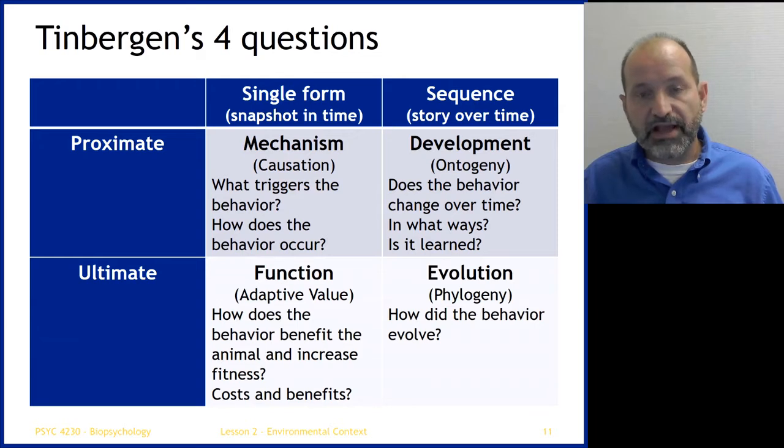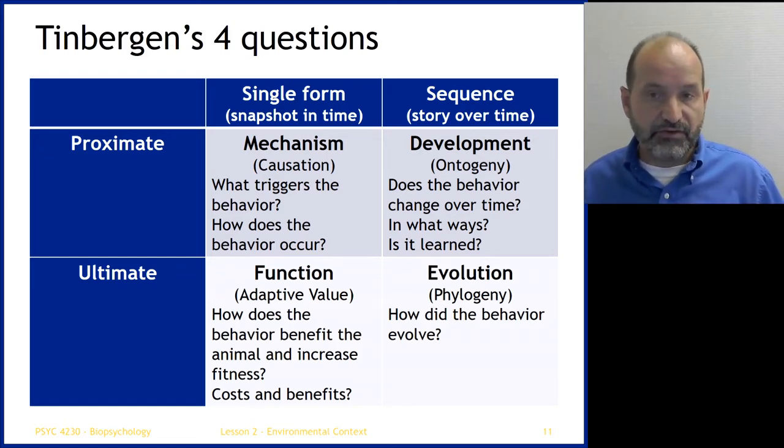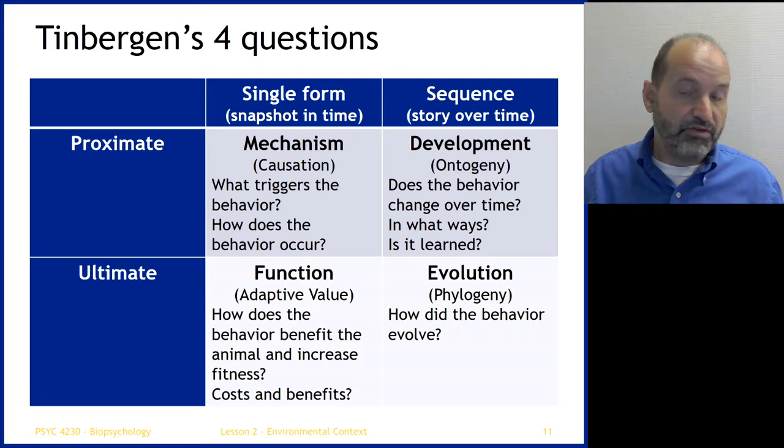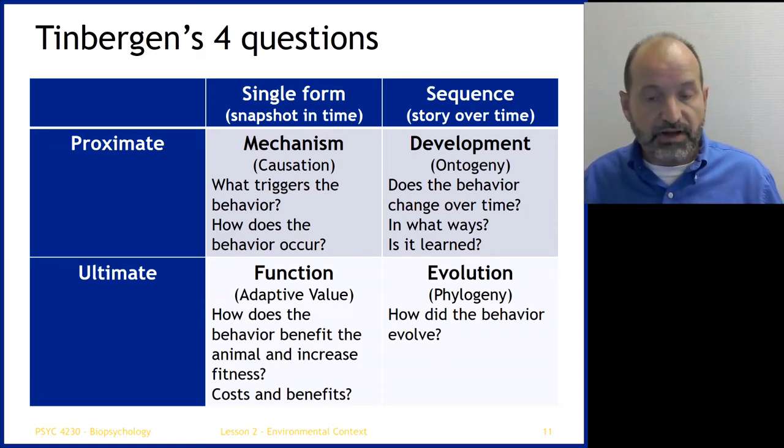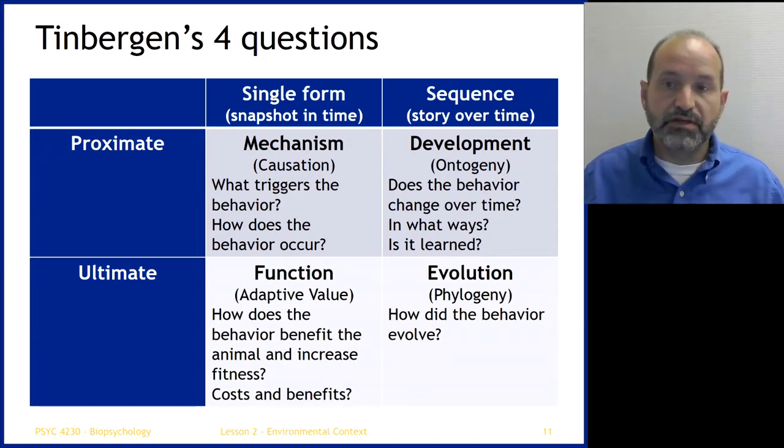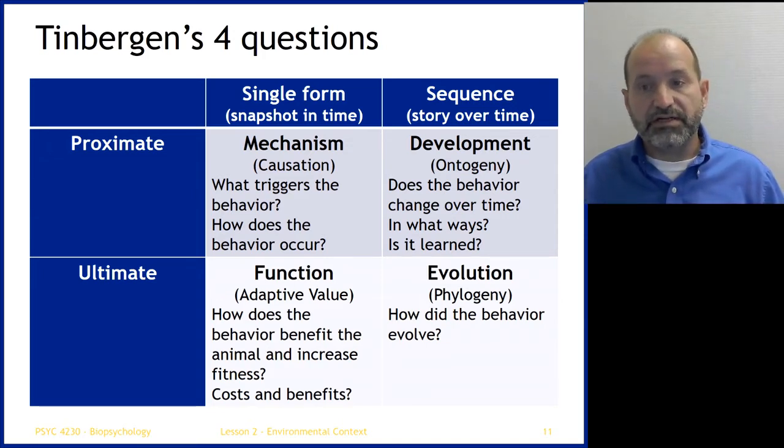But we can also look at a behavior in an individual over a period of time. So let's say loud noise, now another loud noise, another loud noise, another loud noise. Over time, that individual may start to habituate. They may respond less and less. Their behavior can change. In what ways does their behavior change? Is this a learned behavior, or is it a behavior that's not learned? Some behaviors won't change over time. They're not learned behaviors. Some will. So this is the development, or ontogeny, question.